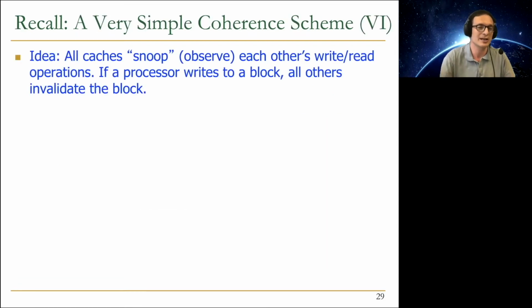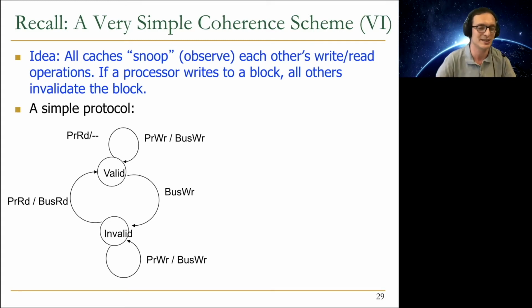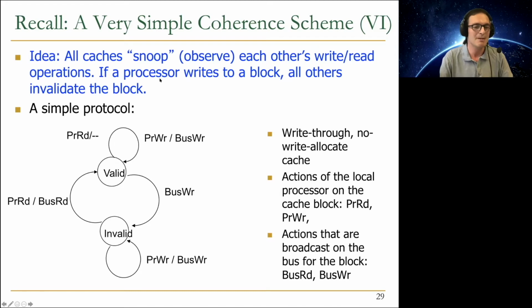And we showed an example of an invalidation-based coherence scheme very quickly again. Essentially, the idea is all caches snoop or observe each other's write and read operations to the cache. If a processor writes to a block, all others invalidate the block. It's an invalidation-based protocol, and I'm not going to go through the details of it. You're not going to be responsible for it anyway. But basically, the key thing to know over here is if a cache has the block as valid, and if it observes a bus write, meaning the bus write signal is asserted when some other processor is writing to this block, then it transitions that block to an invalid state. Okay, that's the idea basically.